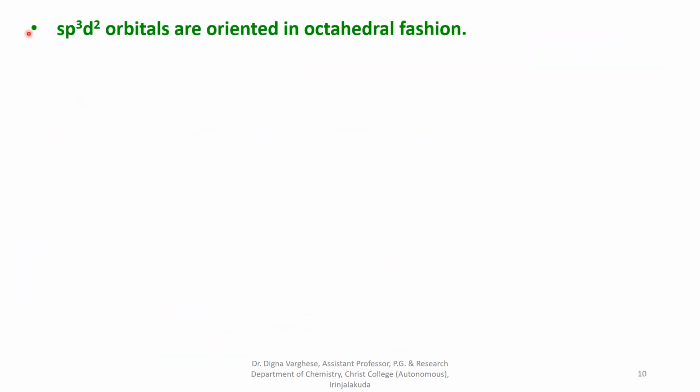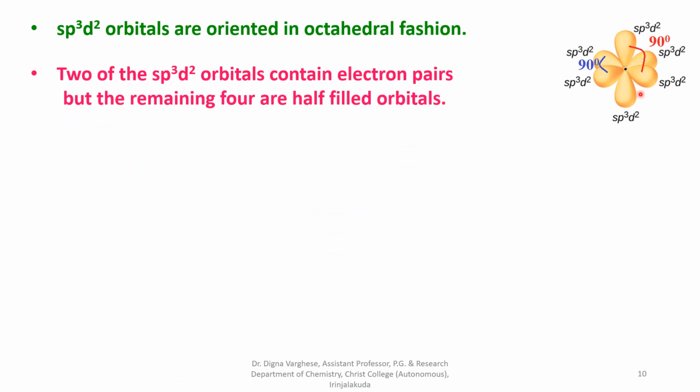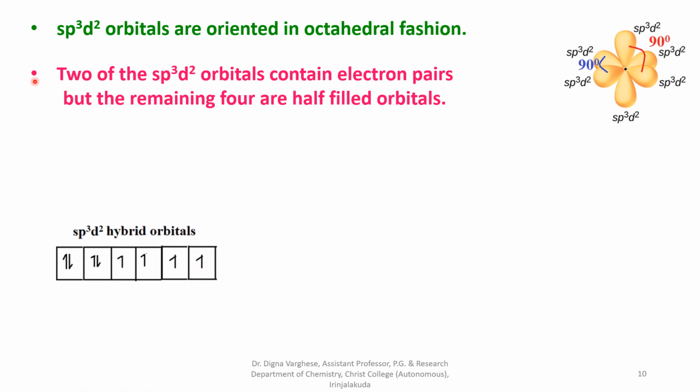In this case, the sp3d2 orbitals are oriented in octahedral fashion, and 4 orbitals are in a plane, and the other 2, one is above the plane and one is below the plane, making an angle of 90 degrees. 2 of the sp3d2 orbitals contain electron pairs, but the remaining 4 are half-filled orbitals.